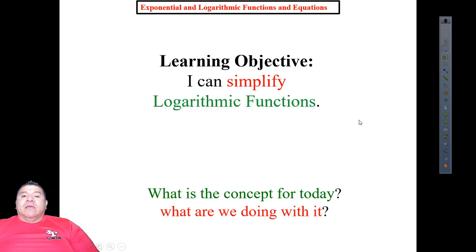All right, here we go. Our objective for today: I can simplify logarithmic functions. So what's our main concept or main idea so far? Yeah, logarithmic functions. So in your Fourier model, what do you write?